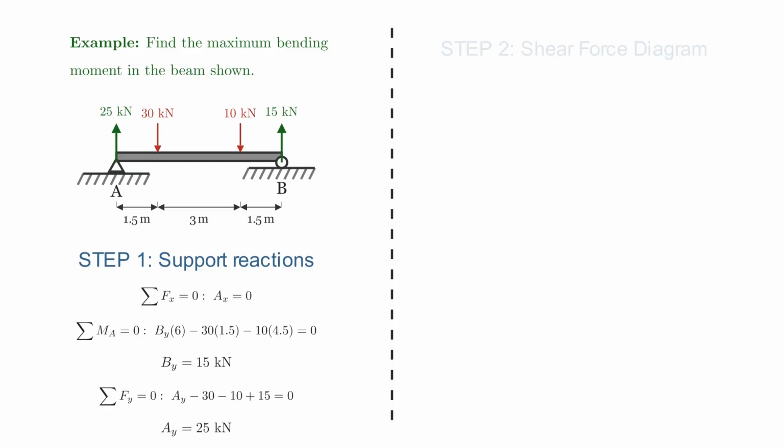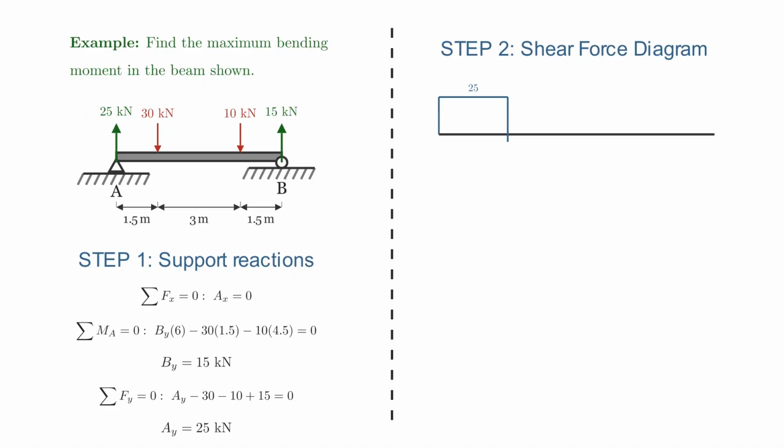And now we can draw our shear force diagram. With the diagram, we start on the left-hand side at 0, and we only make a change where we have a force on the beam. So we start on the left-hand side at A. We have 25 kilonewtons upwards for our support reaction at A. So with the shear force diagram, we go up by 25, and then we go across, and we don't make a change until we get to the next force. The next force is 30 downwards, so we go down by 30.